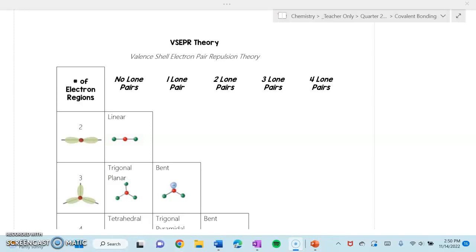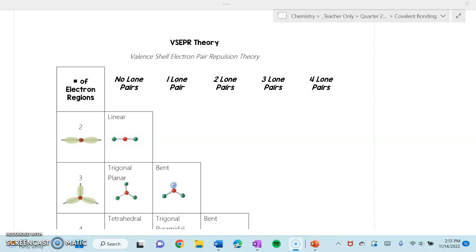Now that you are getting the hang of drawing the Lewis structures for covalent compounds, we're going to look at an application of drawing those structures, and it is called the molecular geometry. That just means the shape that the molecule or covalent compound makes when it forms its bonds. The basis for the shape is the valence shell electron pair repulsion theory, and sometimes we call that VSEPR, the VSEPR theory.